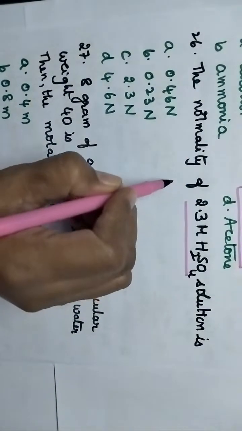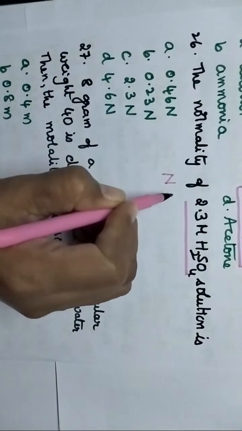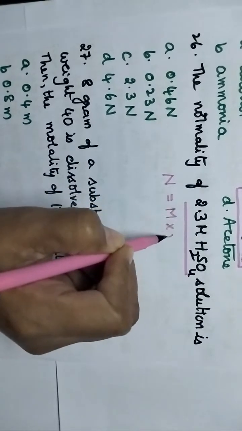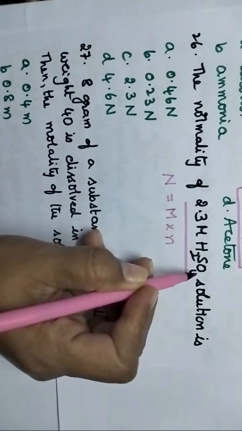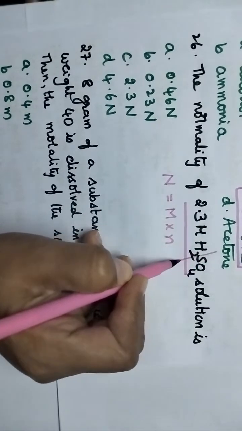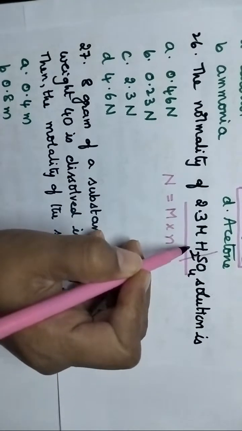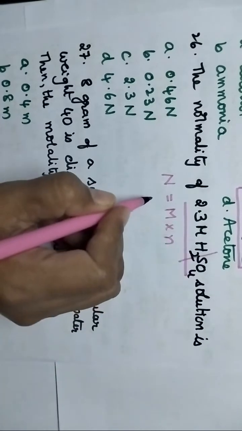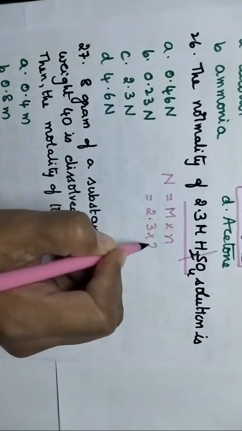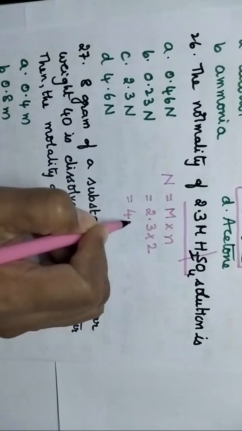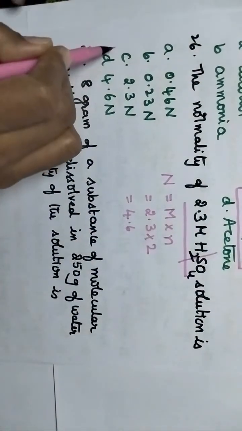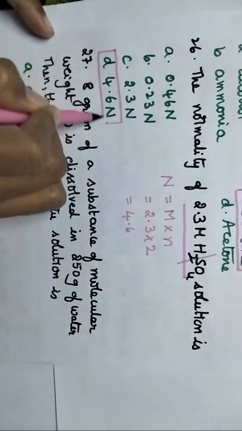Now listen to me. What is the relation between the normality and molarity? Normality is equal to molarity into n factor. In the case of acid, we have to identify the number of replaceable hydrogen atoms. Here we can replace two hydrogens. So the normality is 2.3 into 2, which is equal to 4.6, and hence, very good Sai, option D is the right answer.